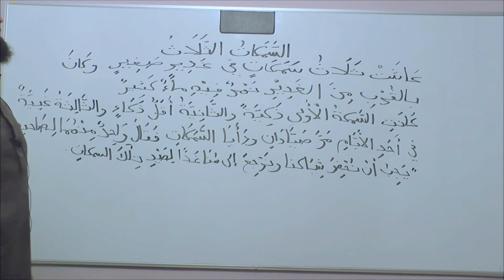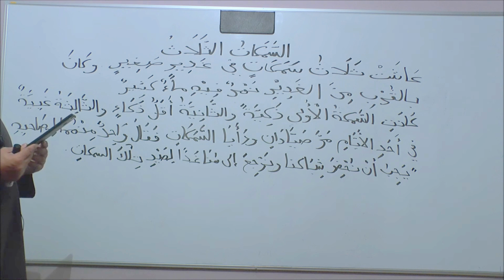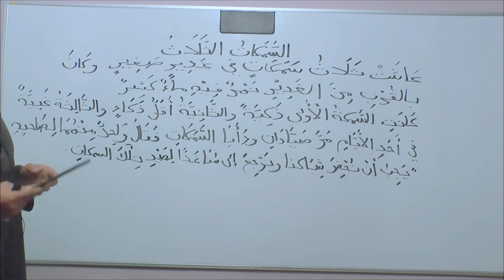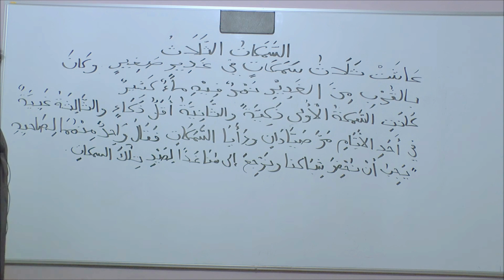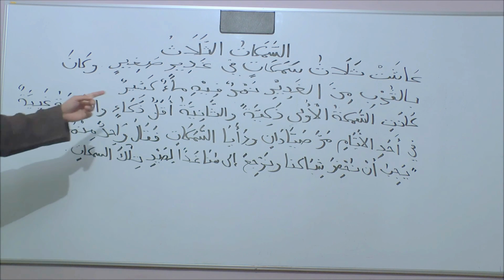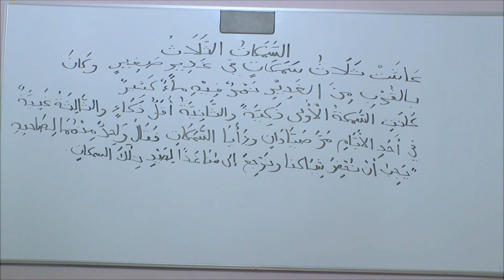Good. And then كانت السمكة الأولى ذكية والثانية أقل ذكاء والثالثة غبية. Ghabiyatun. What does this mean? The first fish was clever, and the second less clever, and the third stupid.